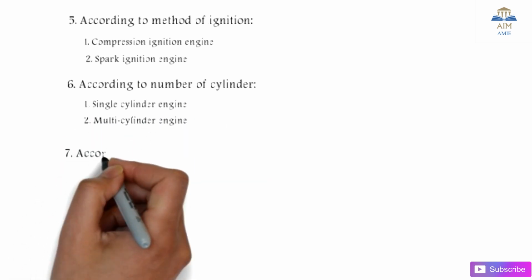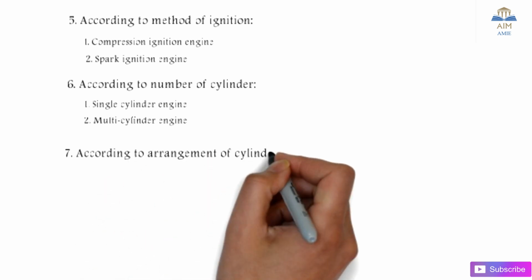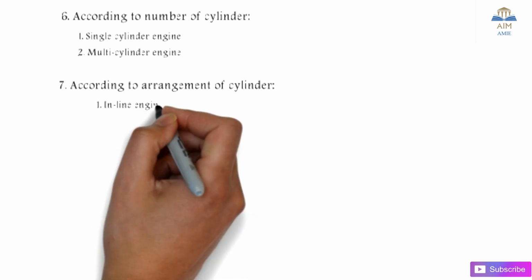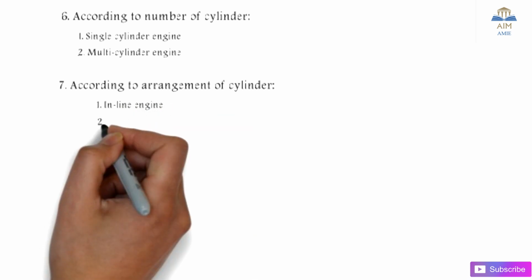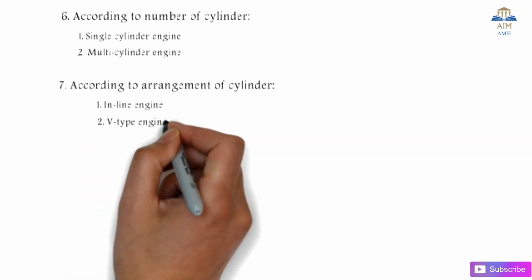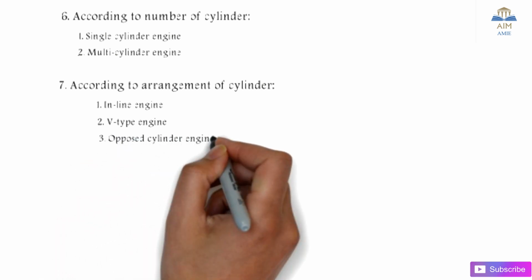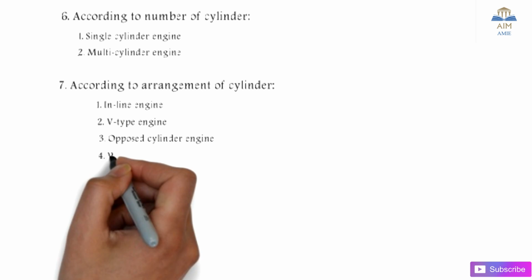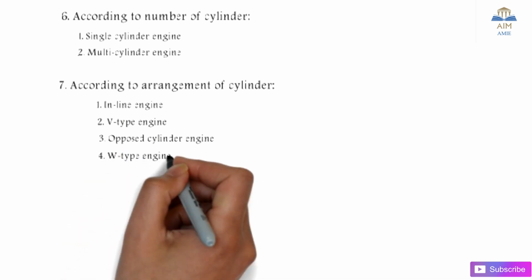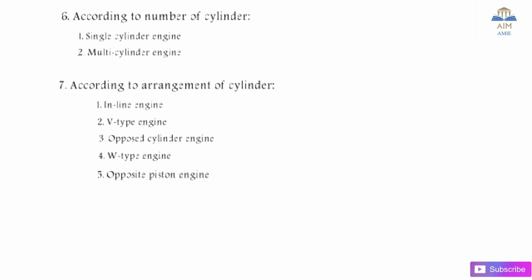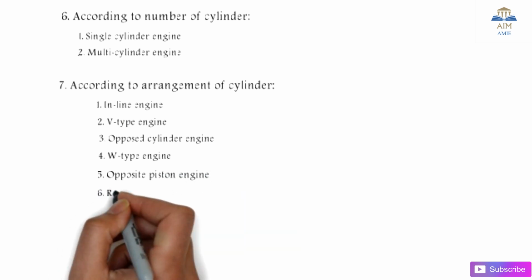And the next one is according to the arrangement of the cylinders, particularly how the cylinders get arranged. That might be the inline arrangement, that is the inline engine, the V-type engine, that is the angular formation, the opposed cylinder engine and the W-type engine as well, and the opposite piston engine, and the last one is the radial engine.